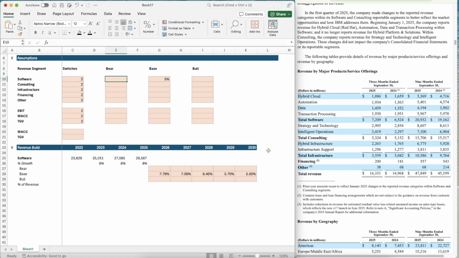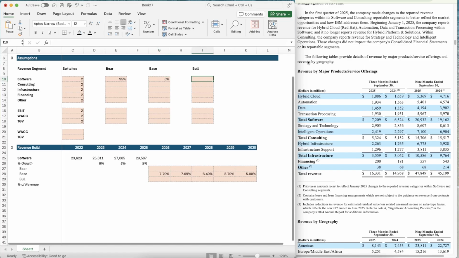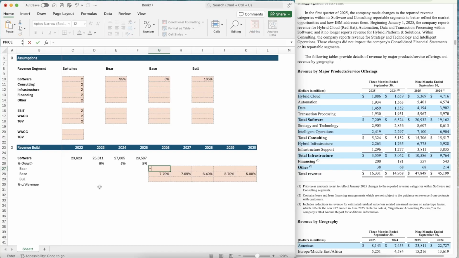So in terms of what we anticipate as a bear case scenario, we'll say 95% of these growth rates. The bull case will put 105% of the growth rates. So to calculate that, for the bear, we take the base, multiply it by the bear, lock it in. And when I say lock it in, you put a $sign in front of the E and a $sign in front of the 10. So a $sign in front of the column and a $sign in front of the row. Pull it along.